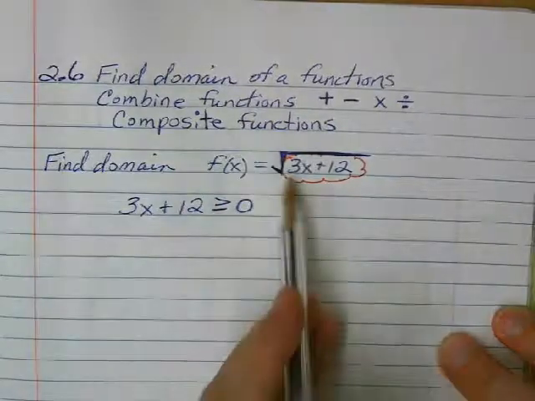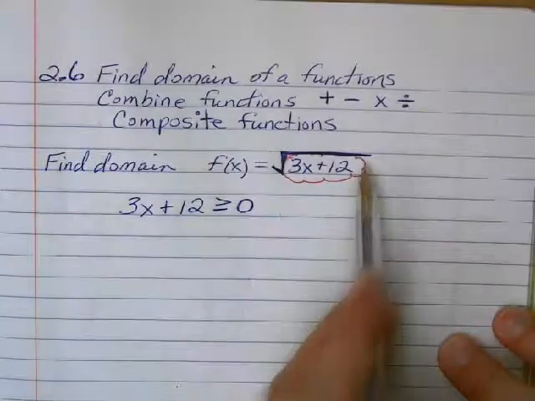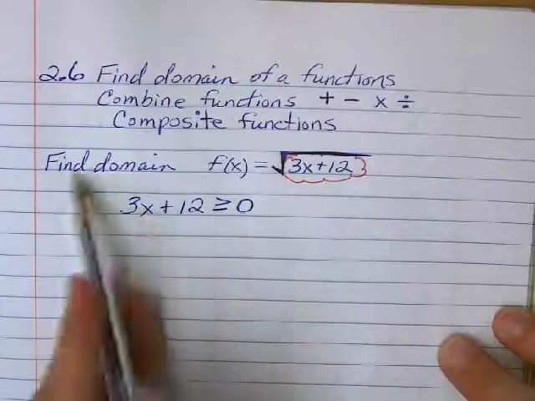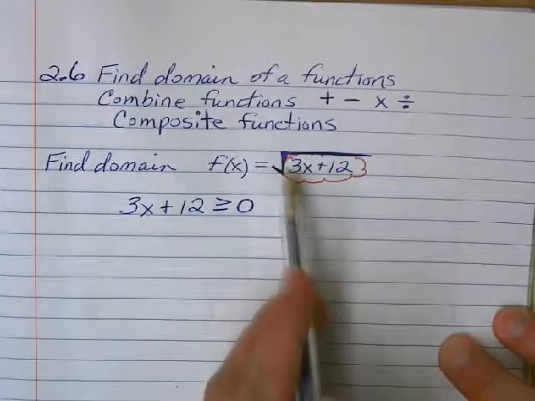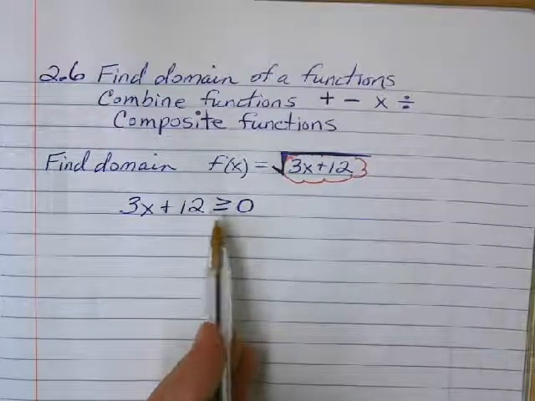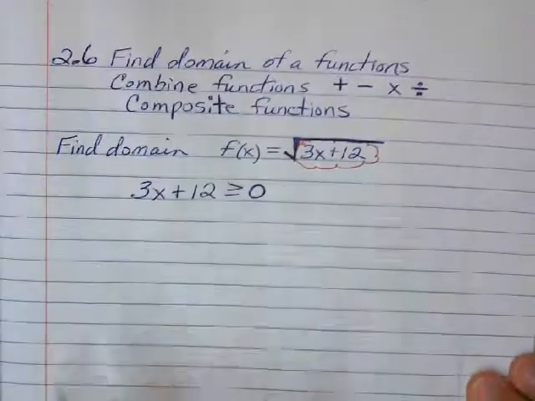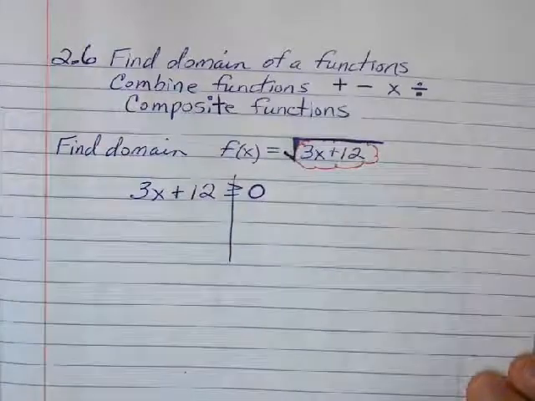Because you can't take square roots of negative things, so we want whatever's inside the square root to find the domain of square root functions. That part inside of there has to be greater than or equal to 0. And then you could just solve that to find your domain.